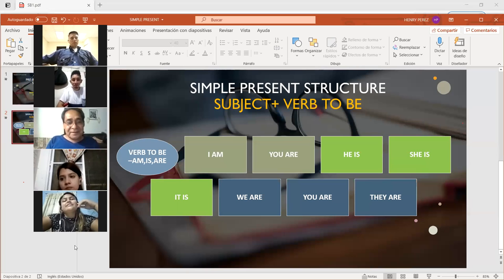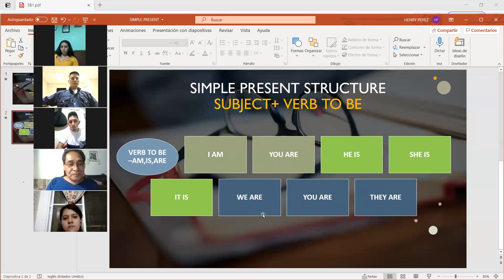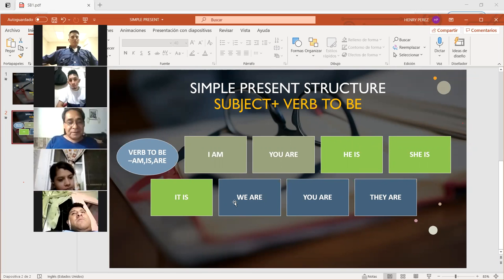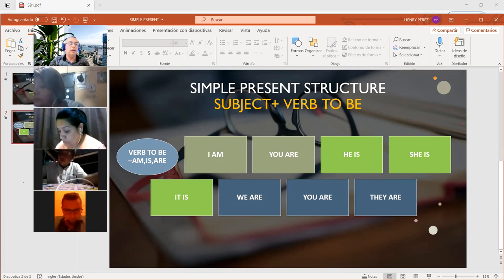Now, this is what I'm going to do. I'm going to put you in breakout rooms. Los voy a poner en breakout rooms. Y quiero que practiquen esto. Los voy a poner en grupos de tres. No, como en groups of five. All right? I'm going to put you in groups of five. And you are going to practice this. Y practíquenlo entre los compañeros. Quiero que utilicen diferentes profesiones. All right? If you have a doubt, si tienen alguna duda, please ask me right now.